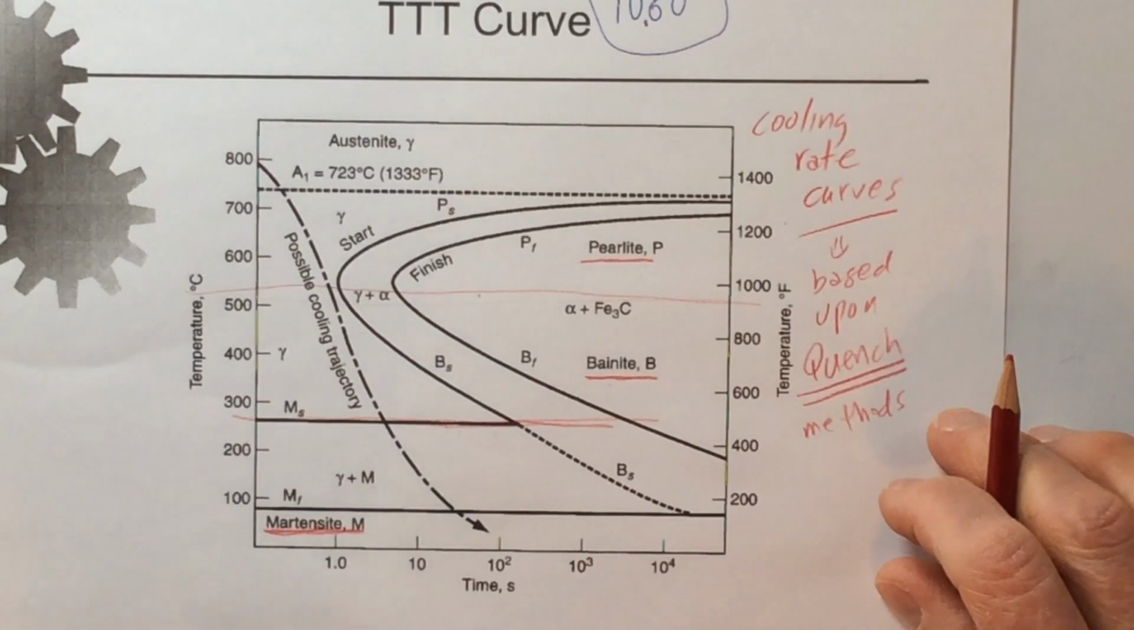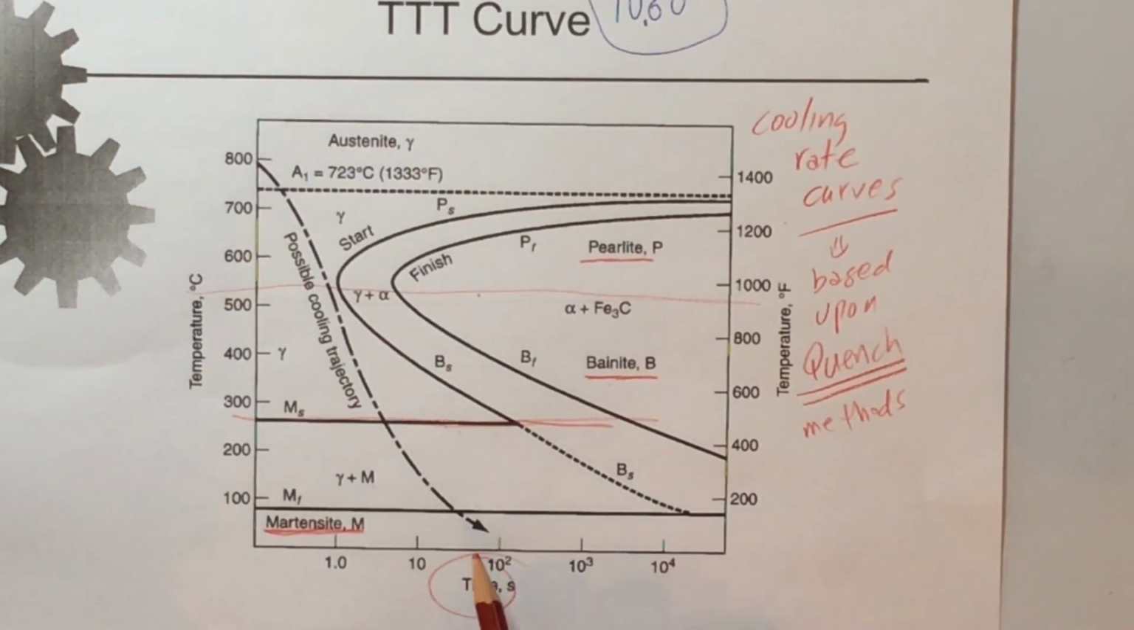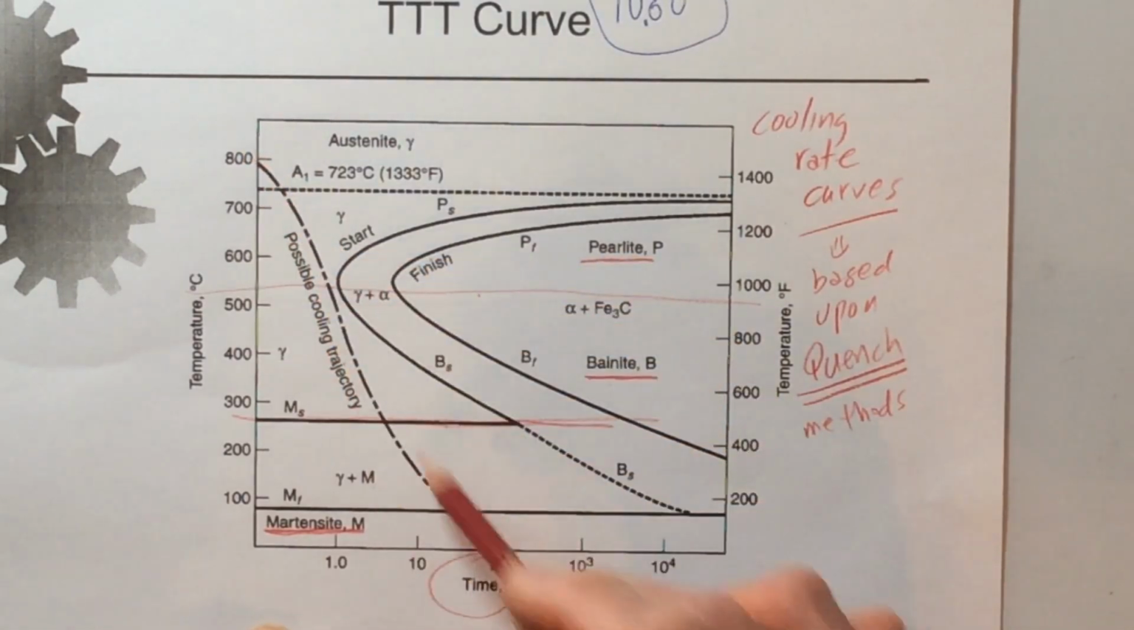Because here is our time factor, and it's a logarithmic scale of time. Depending on whether you quench it aggressively with brine or water or oil, you're going to get a different trajectory. You're going to get a different cooling rate curve, you see.